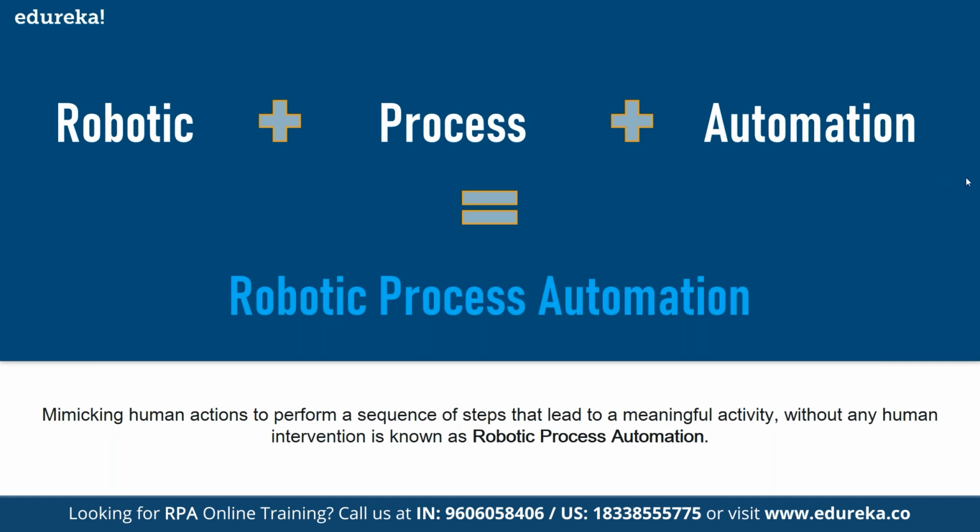So in simple words, as I said previously, in very layman words, whatever a human does manually, being performed by a software entity, so-called a robot, is called robotic process automation. So this is in very layman words, right?